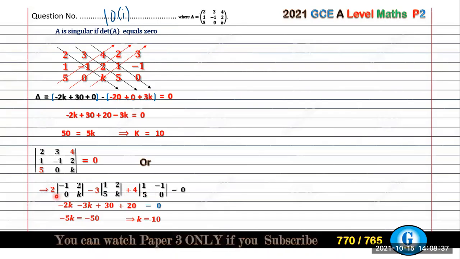So we open this, we have 2 into minus 1 times k minus this. So we have 2 into minus k, which is minus 2k. Minus 3 into 1 times k is k minus 2 times 5, which is 10. So we have minus 3 into k minus 10. That will give us minus 3k plus 30. Then plus 4 into 1 times 0 is 0, minus 5. It's 5 times 4, 20. That should be equal to 0. So we have the same result, the two methods.